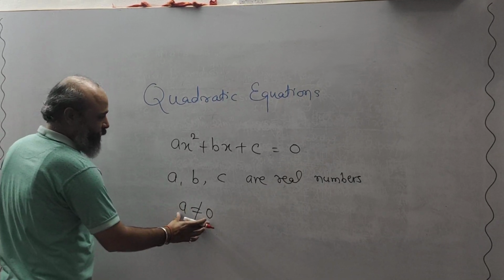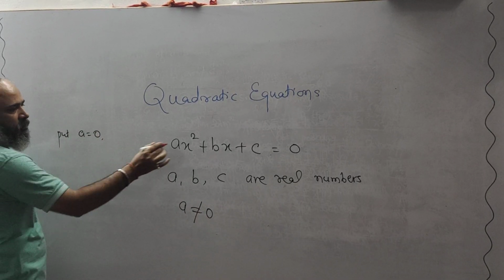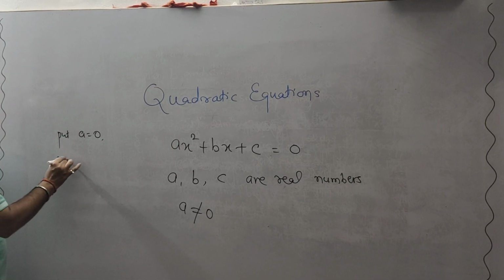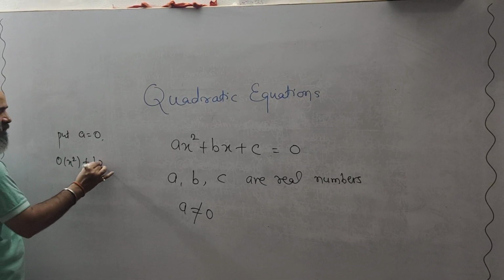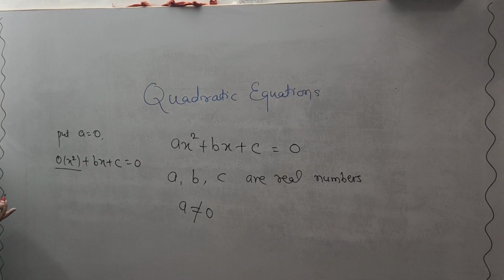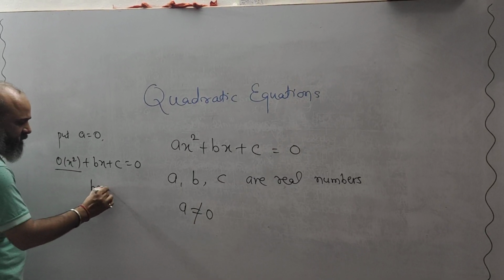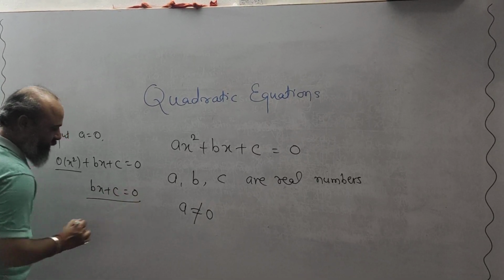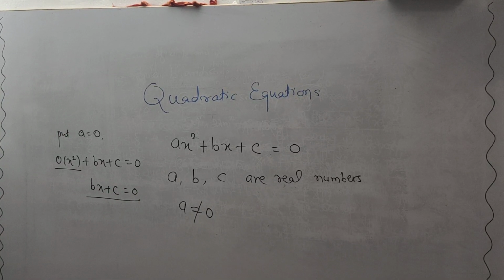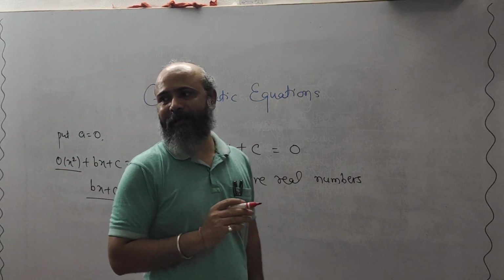Because when you put a equal to 0, what will you get, student? 0 into x² + bx + c = 0. This term becomes 0, because 0 multiplied by x² is 0. So you will get only bx + c = 0. And this bx + c = 0 is a linear equation in one variable.